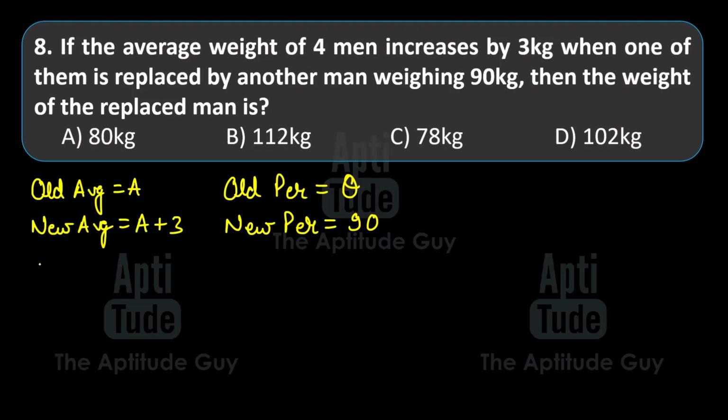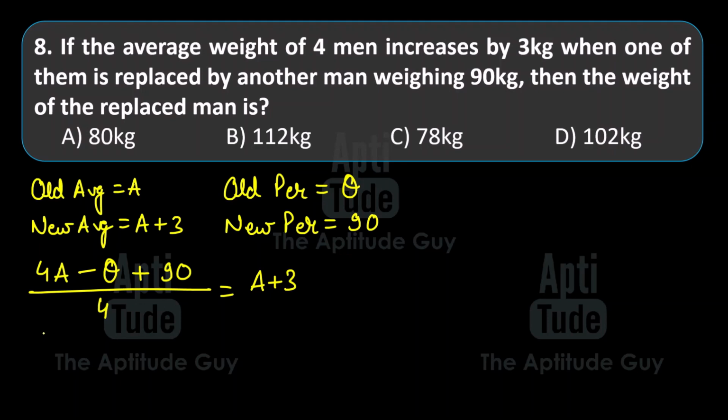Let's write down the equation again. We have 4 men. Old average is A. Then the old person gets removed first, so minus the old person. Now 3 people are there. Then the new person gets added, that is 90. Divided by the same number of people in replacement, we have 4. This is equal to the new average, that is A plus 3.